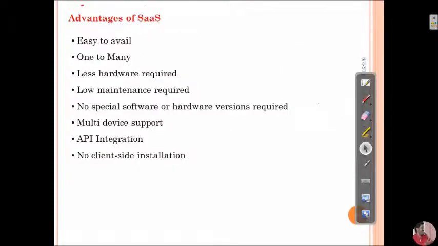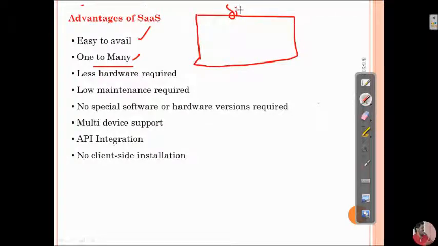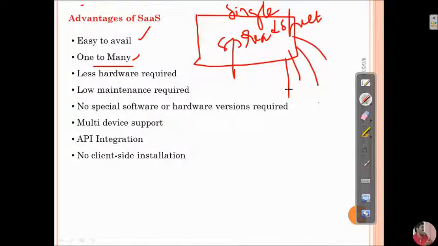Coming to the advantages of SaaS, it is easy to avail, obviously, and it is one to many. One to many in the sense that a single instance of the application is more than sufficient to manage n number of users. For example, if I'm opening a Google spreadsheet, the single instance is more than enough. The application runs on a web server where it can manage n number of records. There is no need to create a separate instance for every record. A single instance is more than enough to handle n number of records.